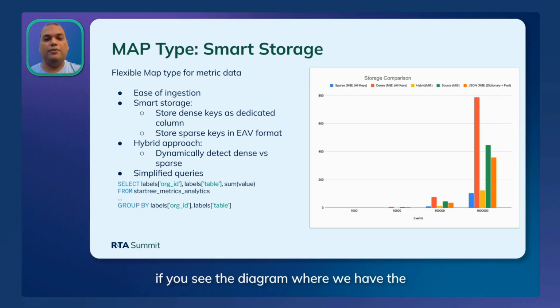On the right hand side, in the diagram with the storage comparison, the blue is where we store all the keys as sparse keys, which is in a EAV format. The dense is where we store all the keys in a dense format in a dedicated column. Hybrid selects some keys as dense and some keys as sparse, and then there is the source data storage. And finally, if we had to use JSON to store this data, how much space would be required? As you see, the hybrid approach gives the best of both storage and performance. We will be able to detect the dense and sparse keys dynamically and optimize both storage and performance.